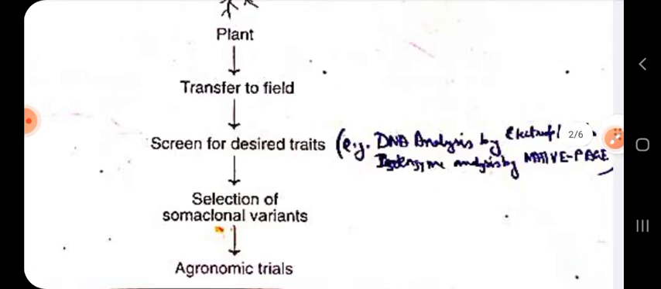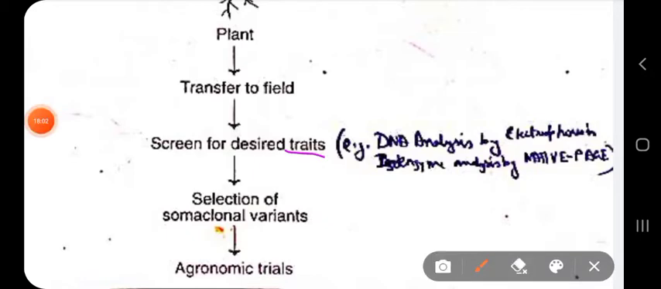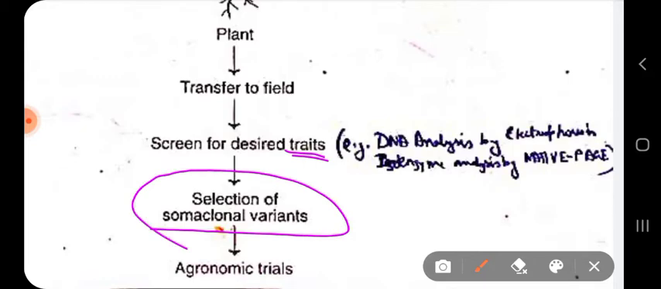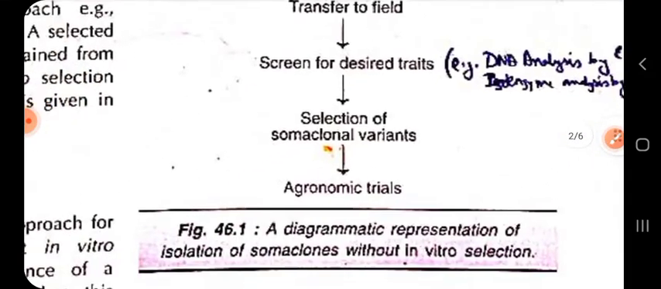So screening of desirable traits is done this way. Desired traits means the specific characters you want. After observing the desirable traits, we select the somaclonal variants, and then agronomical trials are carried out for that particular plant. We can also go for gel electrophoresis, which we normally use to separate DNA based on molecular weight, based on size.